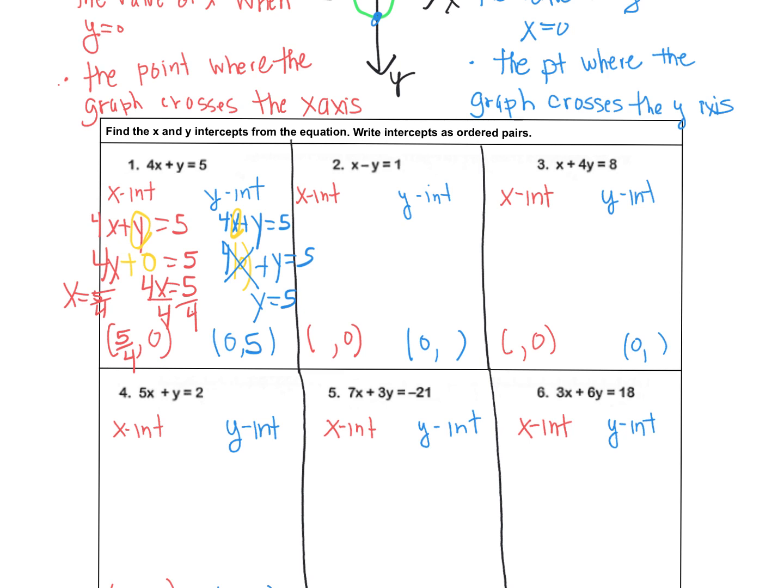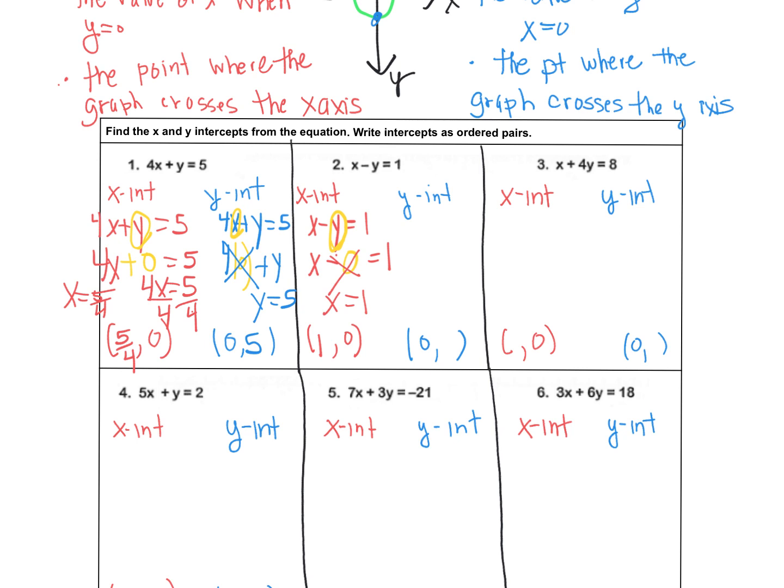So let's do a couple more, to make sure that we've got the procedure down. If we look at this here, we're looking for the x and the y-intercept from this linear equation: x minus y equals 1. I'm looking for the x-intercept, so I'm going to let y equal 0. So I'm going to have x minus 0 equals 1. I know that this minus 0 is just going to fall out of the problem. Therefore I'm going to have x equals 1, and that's going to give me the point (1, 0).